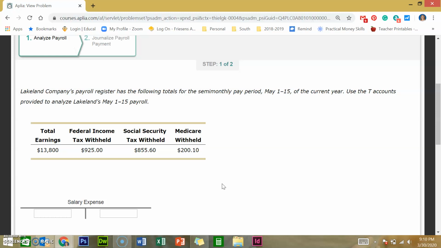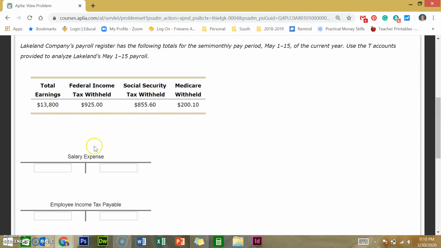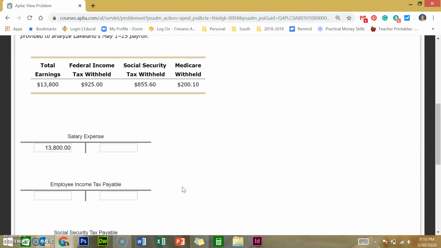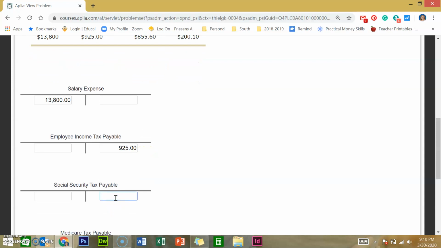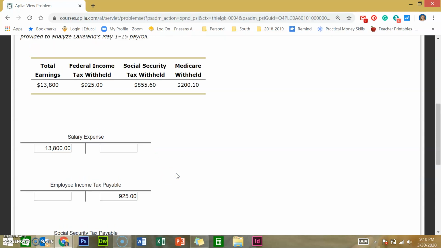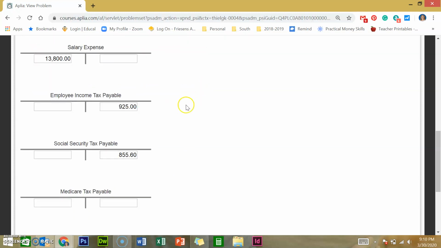If you remember from the lesson, our total earnings is equal to our salary expense, and salary expense is going to be debited. So we're going to debit salary expense for our total earnings, which is $13,800. And then we're going to plug in our employee income tax payable. Remember that a payable is going up, so we're crediting this. We're going to put 925 here. Social Security is 855.60. That's also going to be a credit. And then we have our Medicare, which is $210. That's also going to be a credit.